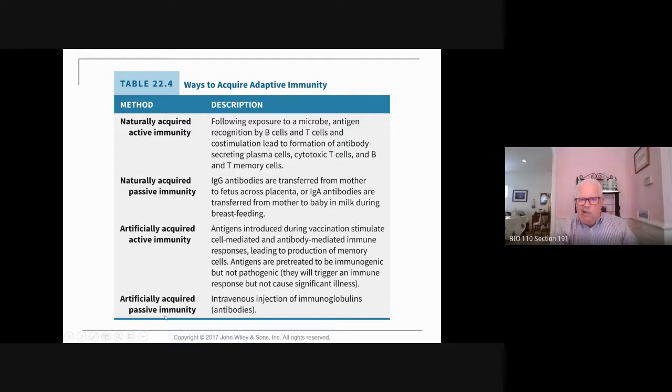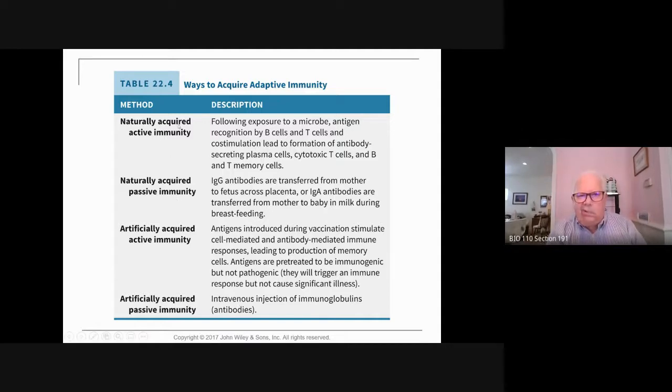Artificially acquired passive is when we give you an infusion of the antibodies. This is a common thing now with COVID-19. If you develop COVID-19, you go to the hospital and you sit there for 4 hours and we give you the antibodies that someone else has had to help you fight the disease.